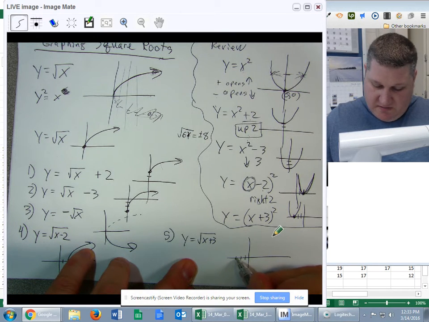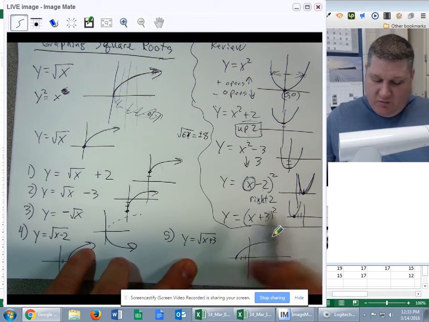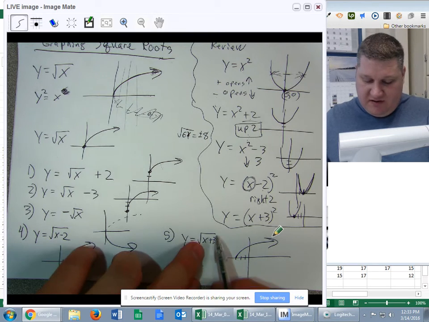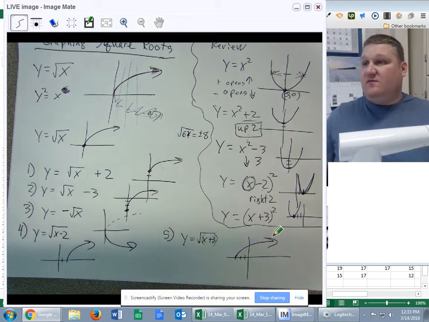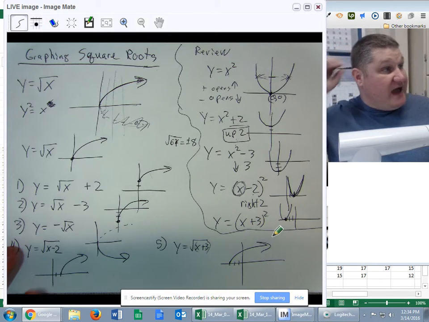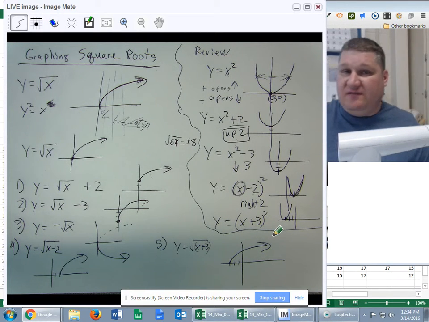1, 2, 3. And why is it moving left this time? Because it's in underneath the square root with the x. So that is simply shifting your graphing of square roots.